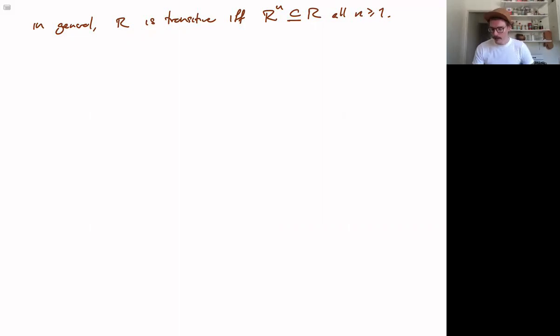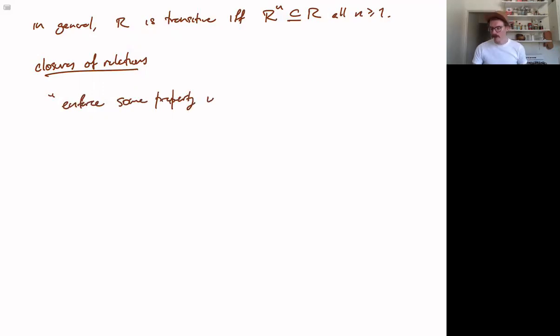All right, another very useful operation is closure. So what is the closure of a relation? It basically means we have some relation and we want some property that it satisfies, but it doesn't satisfy this property. So we want to enforce some property with the sort of minimum possible change to our relation.